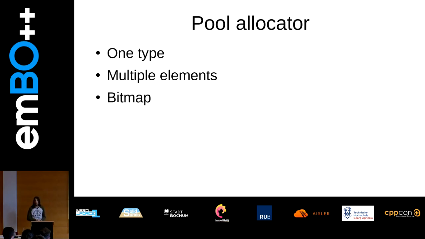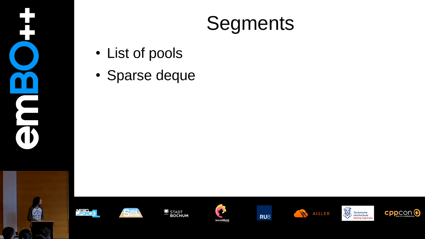Because we need to create the segment. This is basically the list of pools I talked about. The segmented allocator basically keeps track of which pools have been partially filled. And whenever you want to allocate a type in this segmented allocator, you will look at the first pool in the list and just allocate an element from that pool.